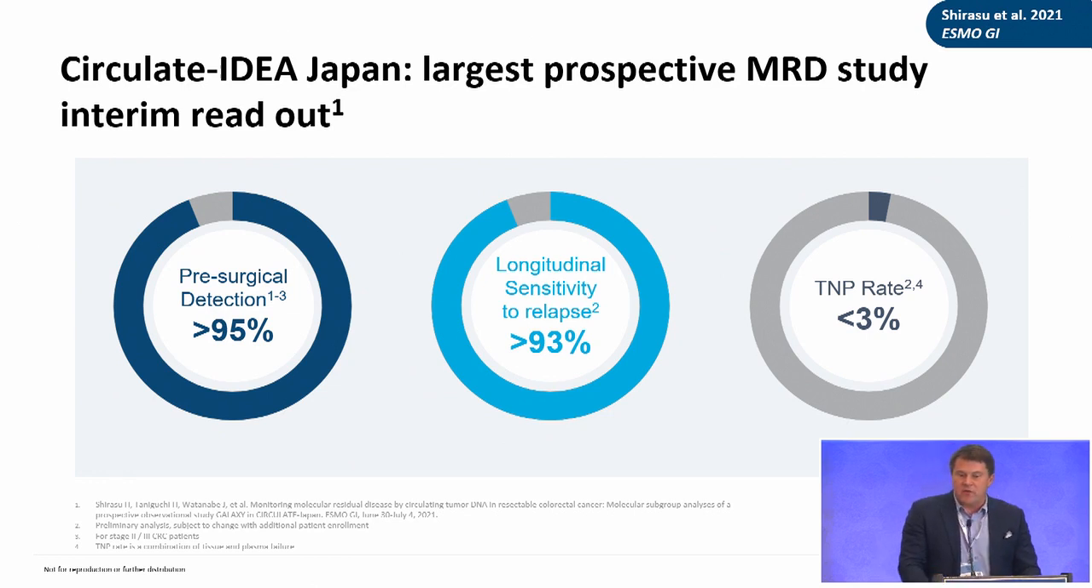In addition to some of this data, big prospective studies have now been started and are beginning to read out. This is one of the largest prospective randomized studies being done in Japan as part of the IDEA Circulate consortium. A similar study is opening through the NRG in the United States called NRG-008, and that's opening in the next few months. But in this study, there are a few different questions being asked, namely, can patients who are ctDNA negative be safely de-escalated from standard of care systemic therapy?